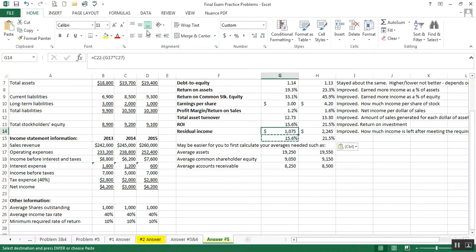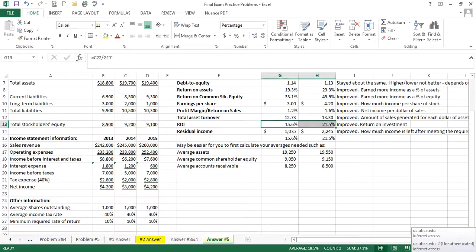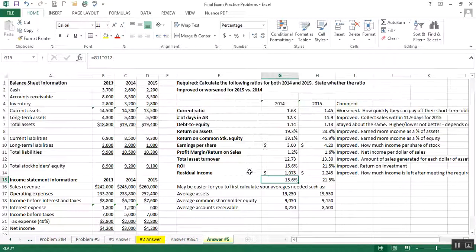And then our residual income, if you remember, is your net income minus your average assets times the required rate of return. So remember we talked about this. If your ROI is higher than your minimum rate of return, then you will definitely have residual income, which we can see here. If this number here was below our required rate of return of 10%, then it would be lower or negative. Okay? So hopefully that answers your question on problem number 5 on how to do that and solve for these ratios.